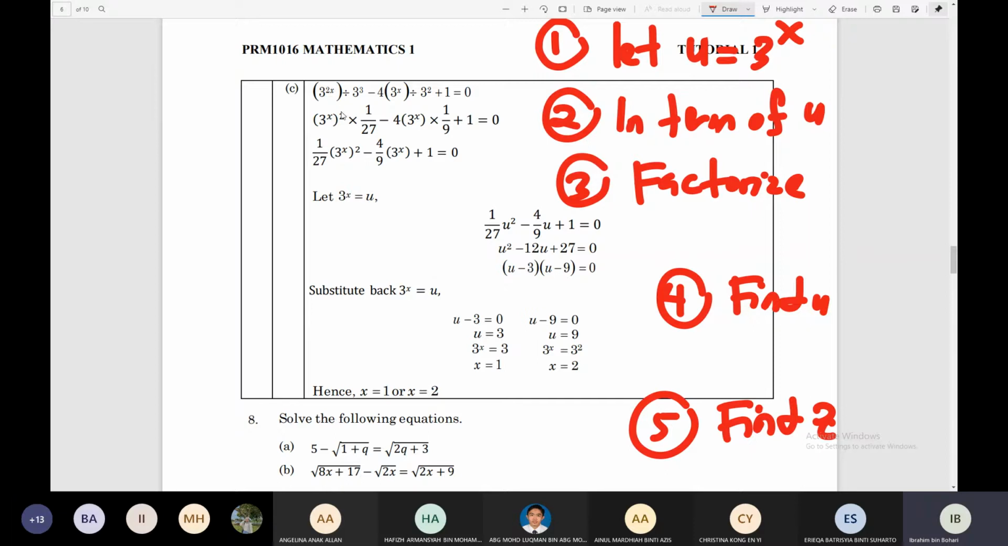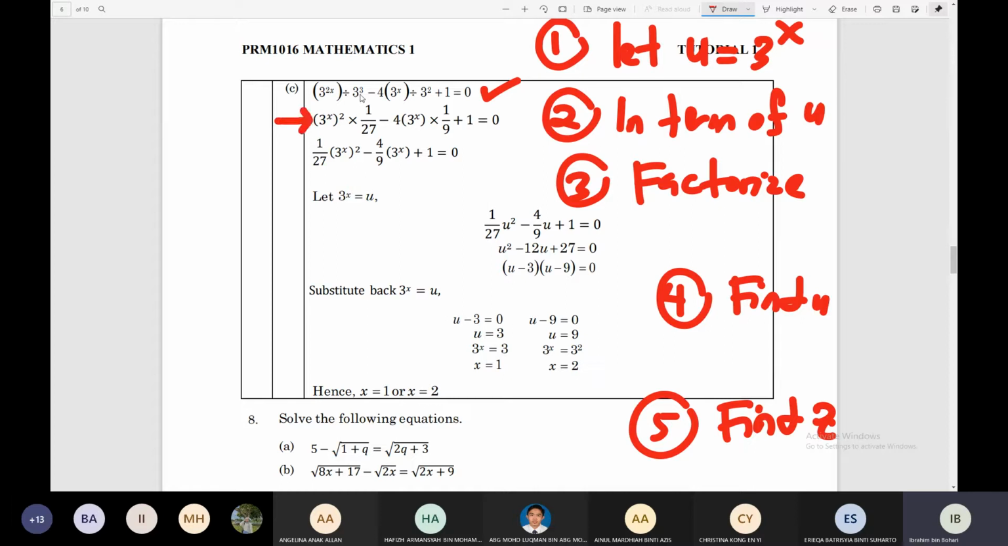3 raised to the power of 2x divided by 3 cubed minus 4 times 3 to the x power over 3 squared plus 1, and here equals 0. Okay, check the question. First, move out the power, 3 raised to the power of 2x. So the power of 2 equals 3 to the x power. Check the terms.